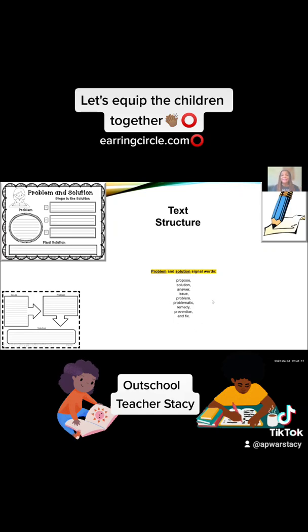I also reminded them, in order for this paragraph or whatever paragraph it is to be a text structure of problem and solution, there must be a problem and a solution. That's very important to tell them because you have cause and effect, and that's similar, but cause and effect doesn't give you any solutions. Problem and solution does. The text structure of problem and solution has to have the problem and a solution. So remind them of that. Okay. So that's what I did.